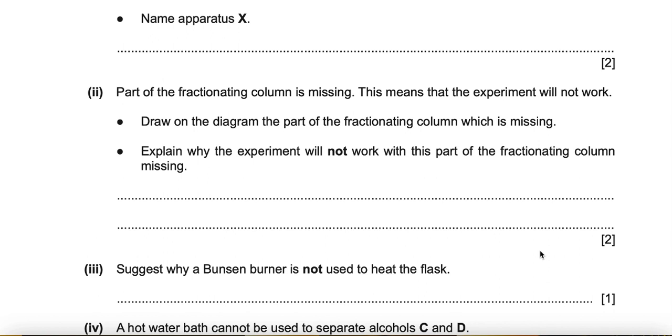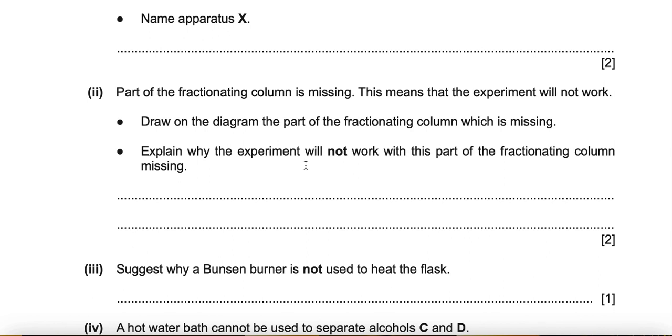Roman figure 2. A part of the fractionating column is missing. This means that the experiment will not work. Draw on the diagram the part of the fractionating column that is missing. Explain why the experiment will not work with this part of the fractionating column missing.